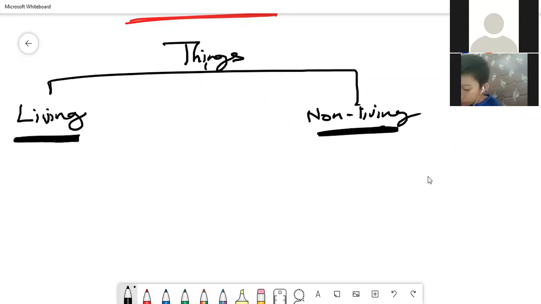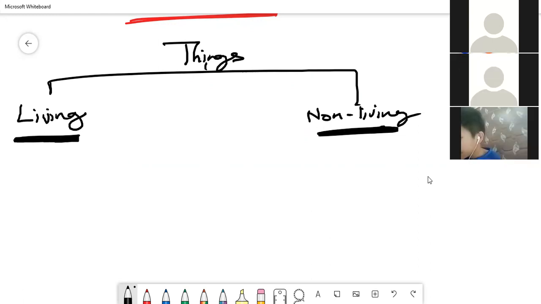Tirapat. Buffalo. Living. Again? Buffalo. Okay. Tanawat, non-living things, please. A book. Very good. Pum Tanapat, give me a living thing, please.